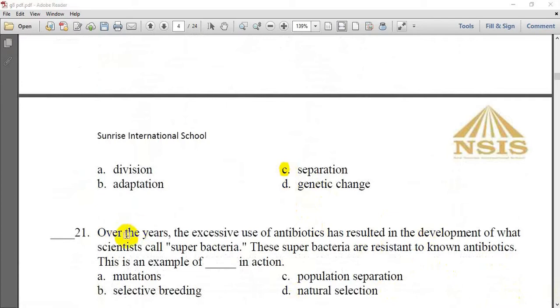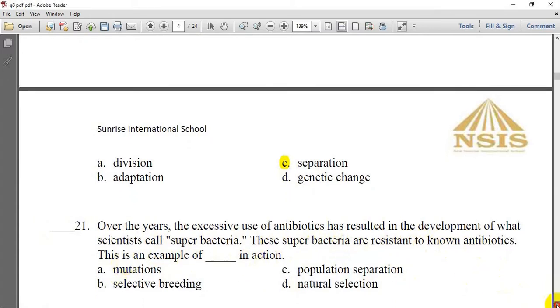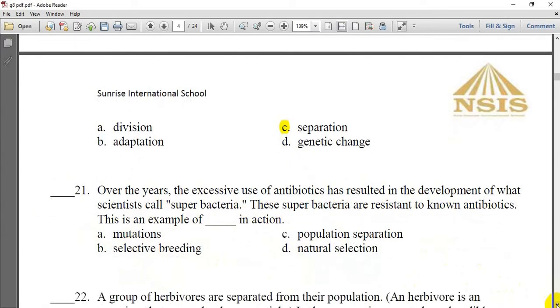Question 21. Over the years, the excessive use of antibiotics has resulted in the development of what scientists call superbacteria. These superbacteria are resistant to antibiotics. This is an example of when bacteria become more resistant to antibiotics. This is an example of natural selection.